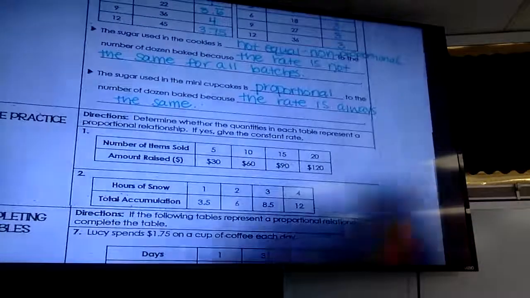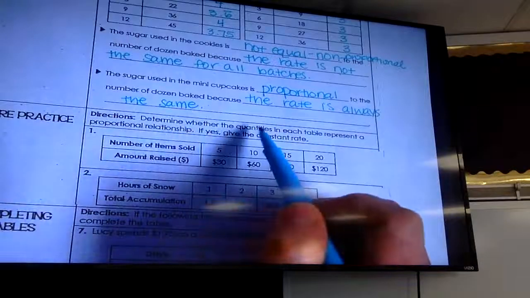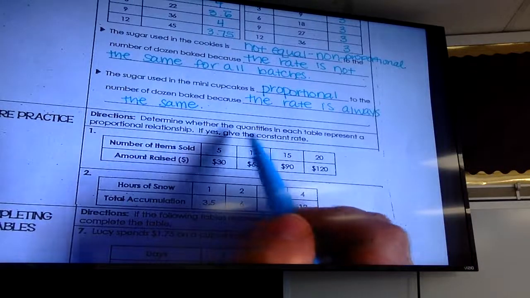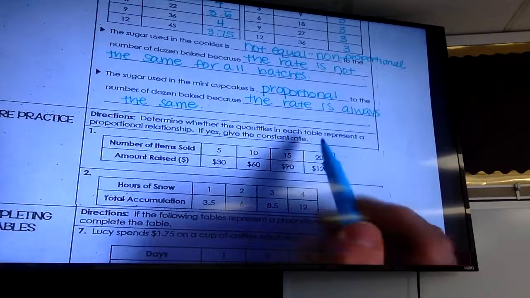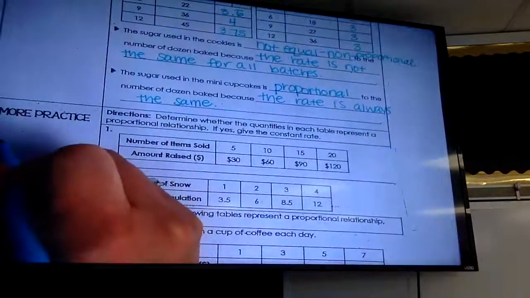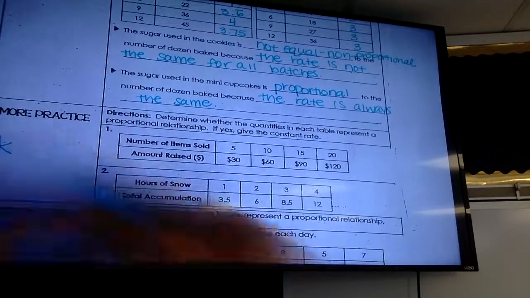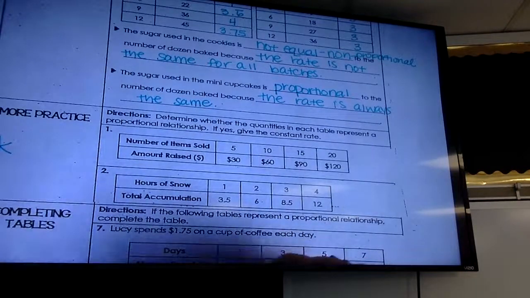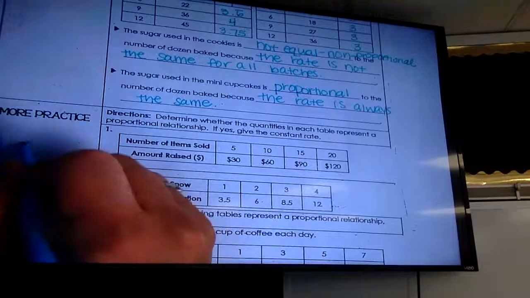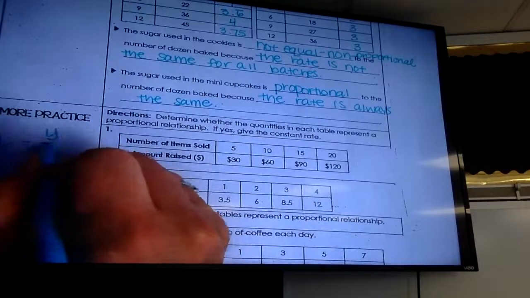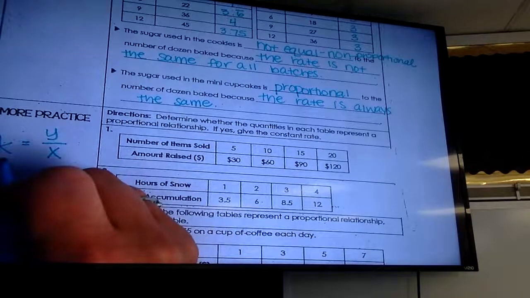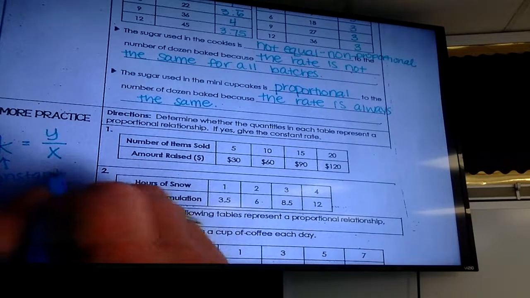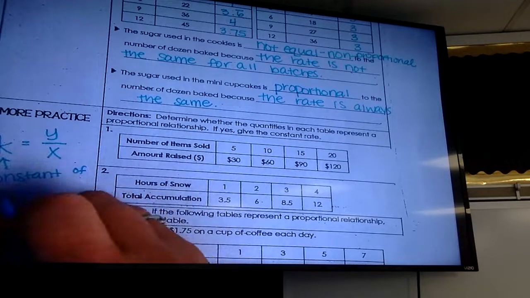So let's practice a few of these. Determine whether the quantities in each table represent a proportional relationship. If yes, give the constant rate. The constant rate, we call that the K. I don't know why K, so don't ask me. But we call it the K. And the K is just like what we were talking about before. It's the Y divided by the X. This right here is called the constant of proportionality.